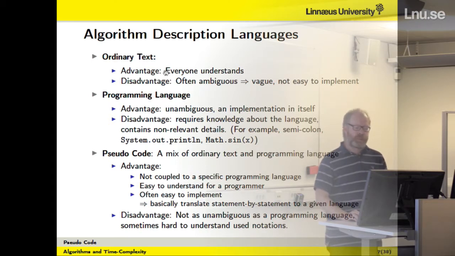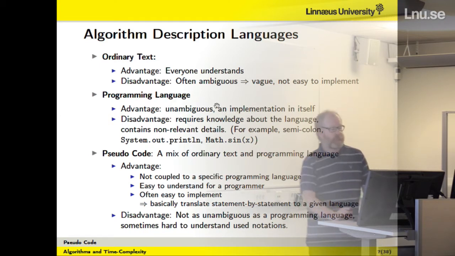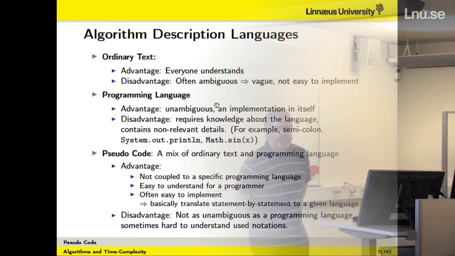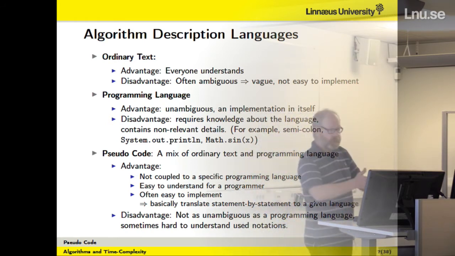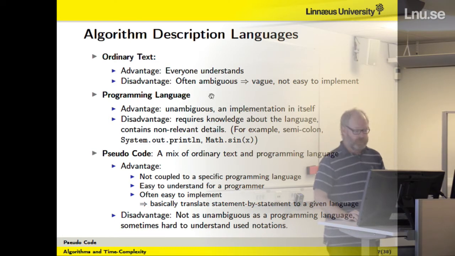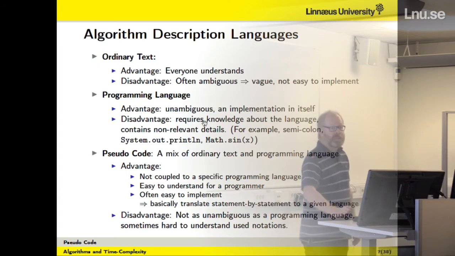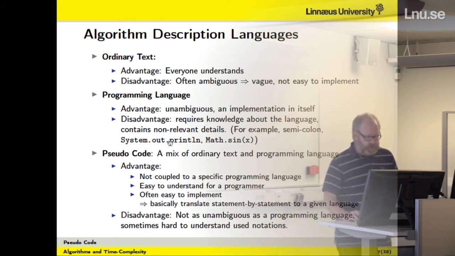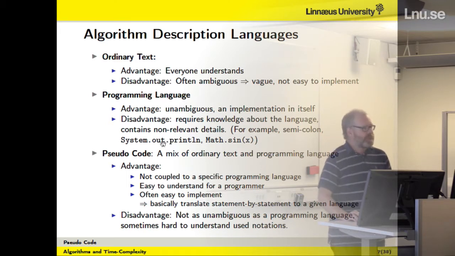Another approach, which is basically the opposite, is to use an existing programming language. It is an implementation in itself and it's very strict. Each programming language comes with a certain semantic, so a piece of program is exactly an exact solution of the problem. However, it often requires a bit of knowledge about the programming language that you are using, and also it contains a lot of non-relevant details. Semicolon, System.out.println, Math.sin, like this. If you are not familiar with Java, you would think, what the hell is this? And why do I need Math here in front of this one?